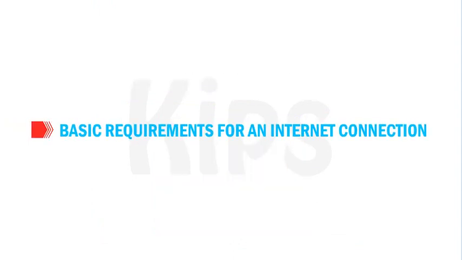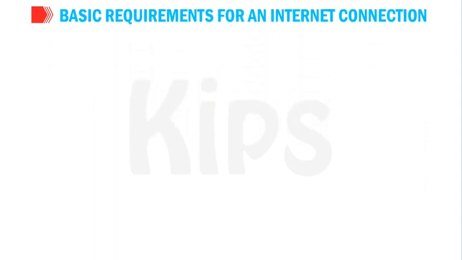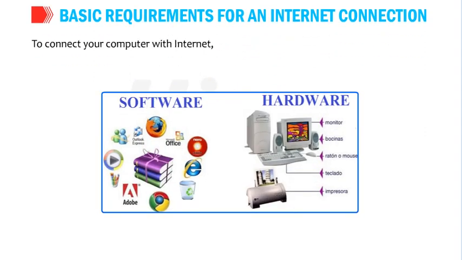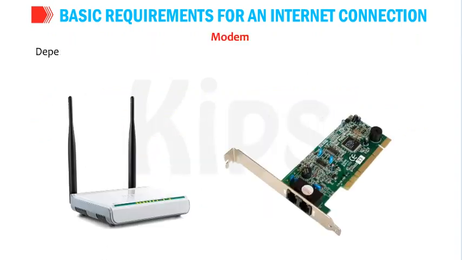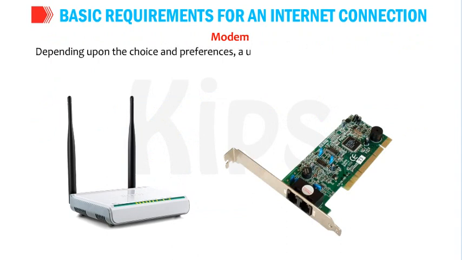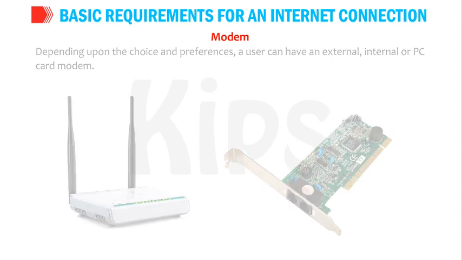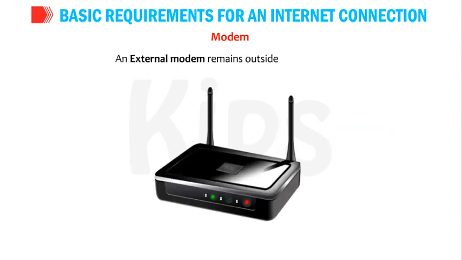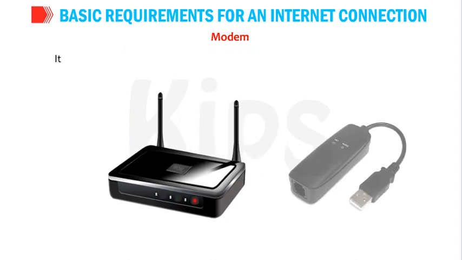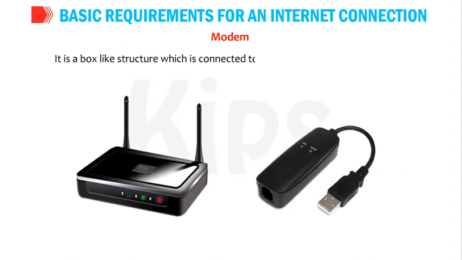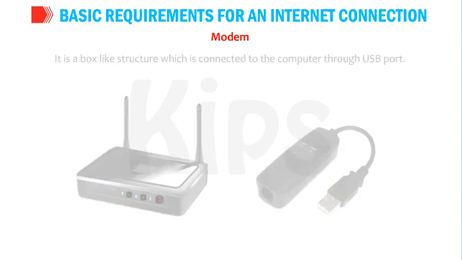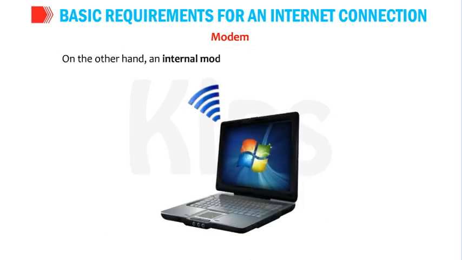Okay, students, let us understand the basic requirements for an internet connection. To connect your computer with the internet, you need the following hardware and software. Modem. Depending upon the choice and preferences, a user can have an external, internal, or PC card modem. An external modem remains outside the computer. It is a box-like structure which is connected to the computer through a USB port. On the other hand, an internal modem comes pre-installed in the computer.